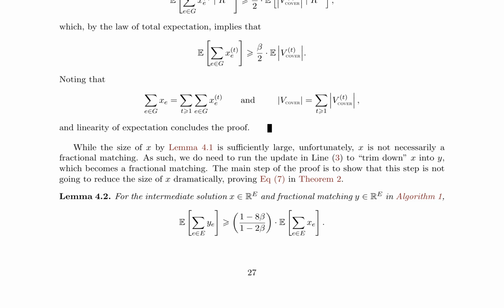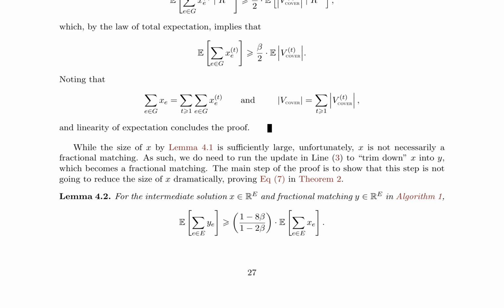It is also shown that the size of the solution $x is sufficiently large, but not necessarily a fractional matching. Therefore, the update in line 3 of the algorithm is necessary to trim down $x into a fractional matching $y. The main step of the proof is to show that this step does not reduce the size of $x dramatically, proving EQ 7 in Theorem 2.